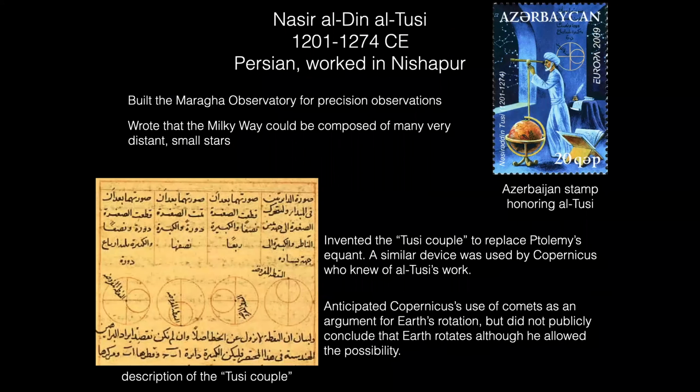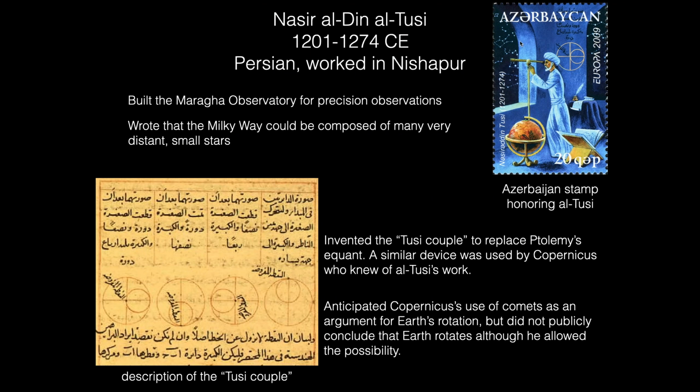Then we move to Nasir ad-Din at-Tusi. Lived in the 13th century, Persian, worked in Nishapur. He built an observatory at Maraga, made precision observations with it. He speculated in his writing that the Milky Way might be composed of many very distant stars. He couldn't prove that with his observations.